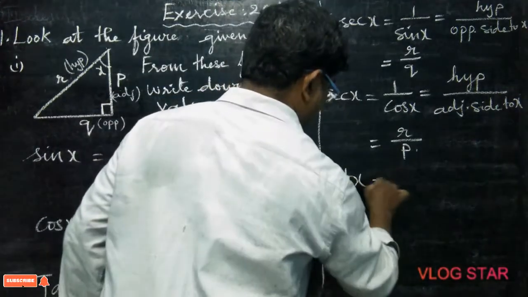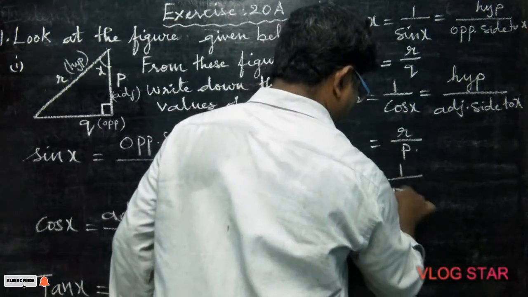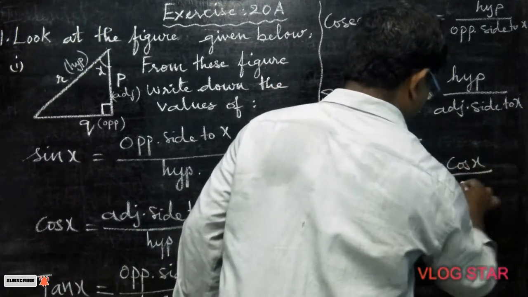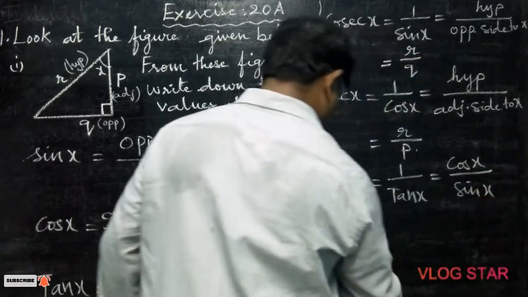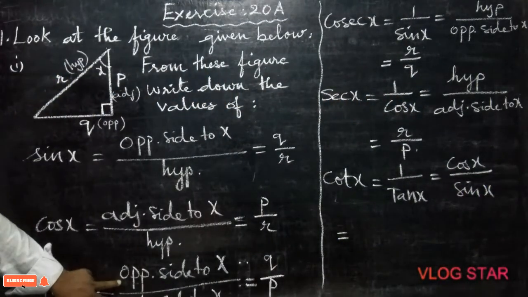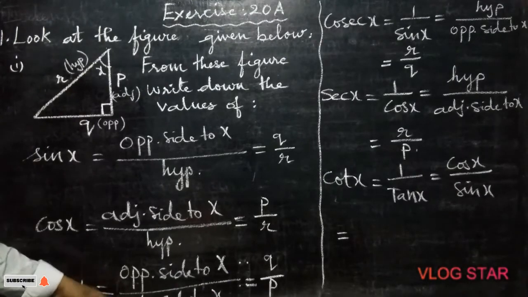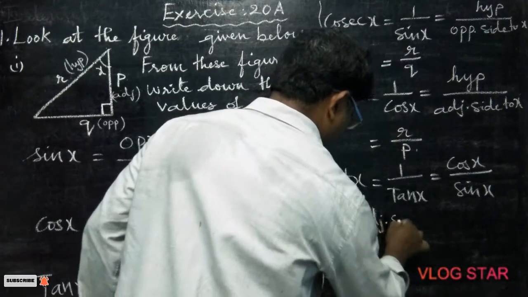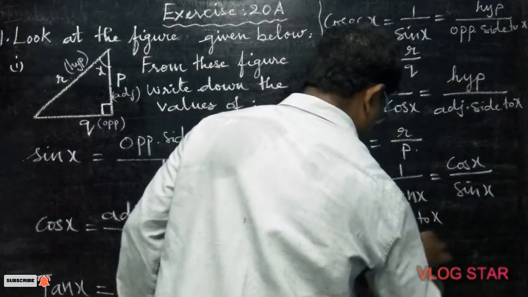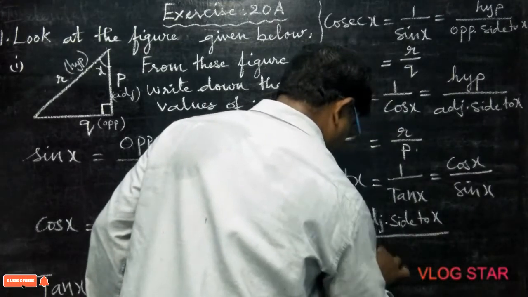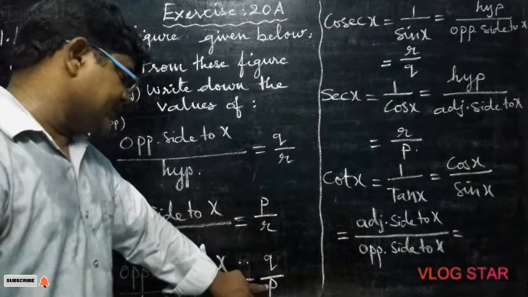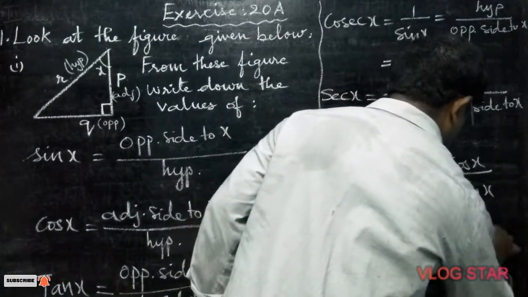The last one. Cot x. What is cot x? 1 by tan x. And also what can we write? Cos x by sin x. Now come here. Opposite by adjacent. Reciprocal. Adjacent by opposite. So adjacent side to x by opposite side to x. Tan x is equal to Q by P. Reciprocal. P by Q. P by Q.